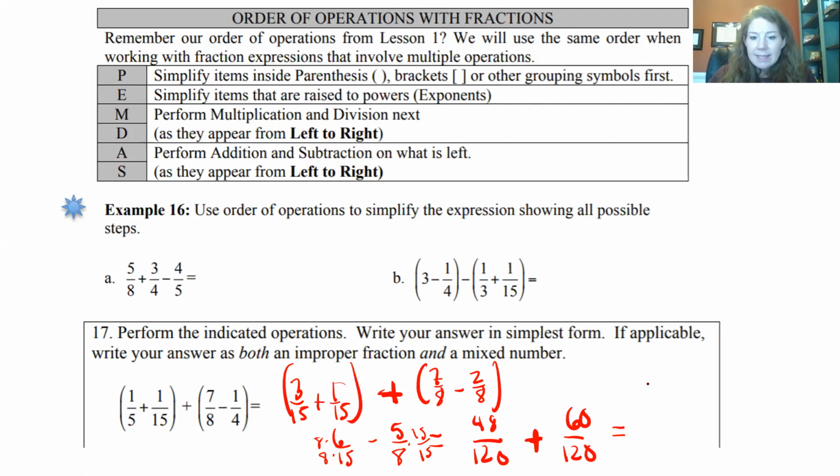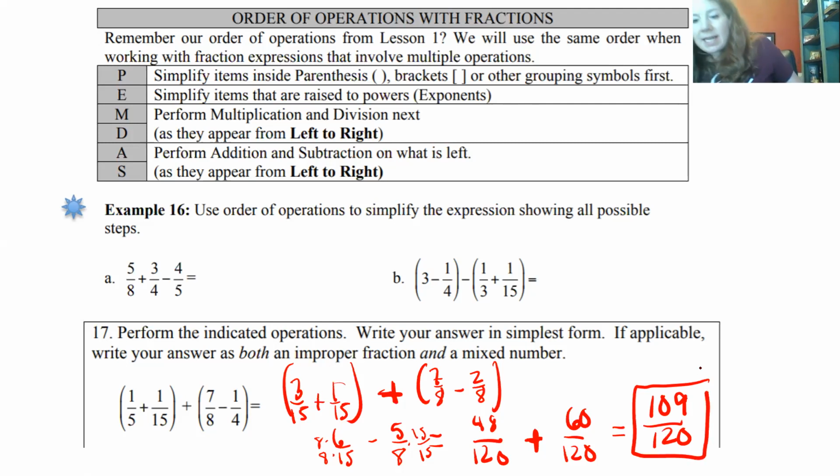So if I add these, I'm going to get, let's see, 60 plus 48 is 108, so we end up with 108 out of 120. And I don't think that can be simplified. I know that 109 is not divisible by 3, and neither is 120. They're not both even. They don't both end with a 5 or 0. So I think that's good. I think that's the final answer.